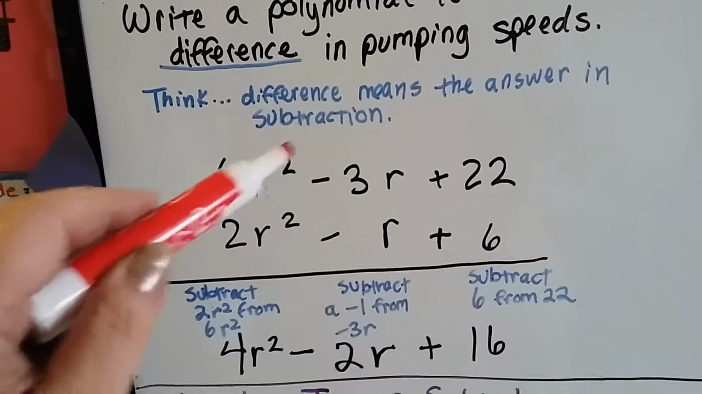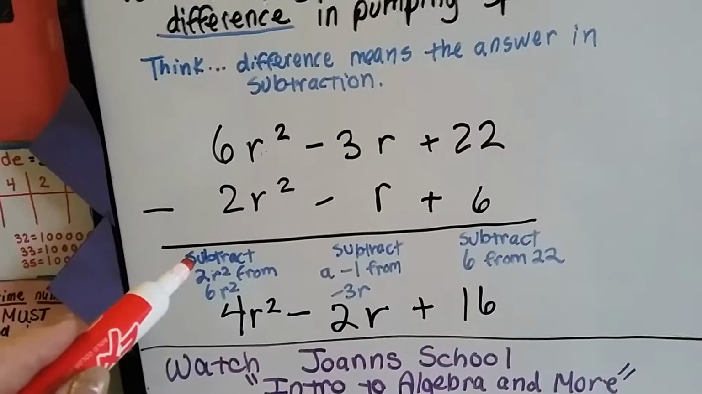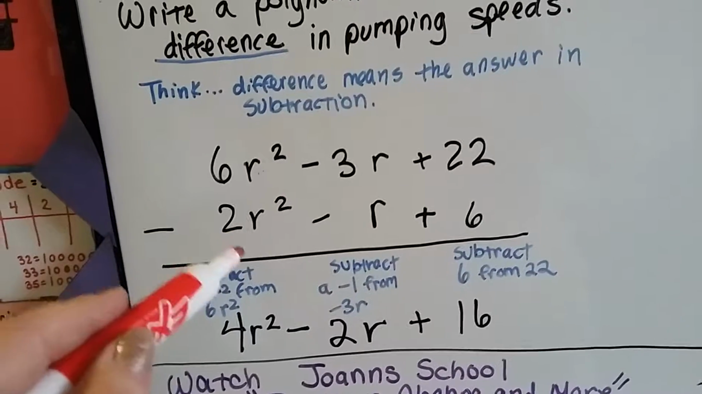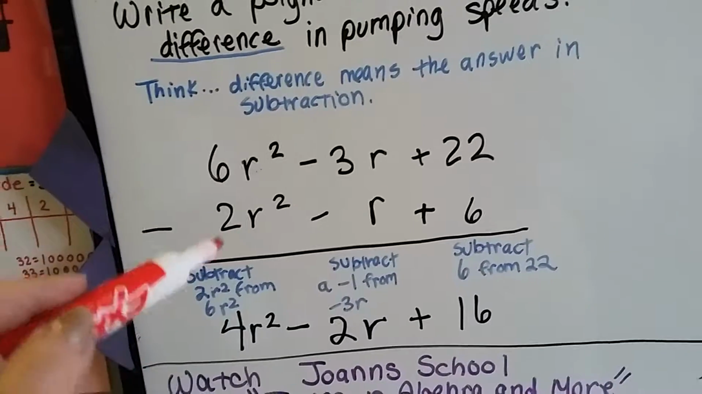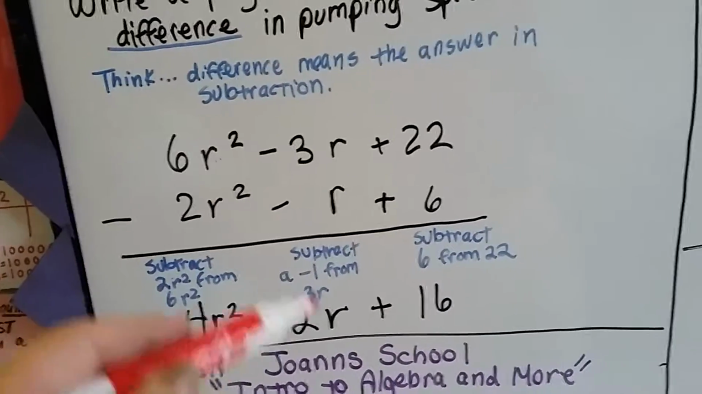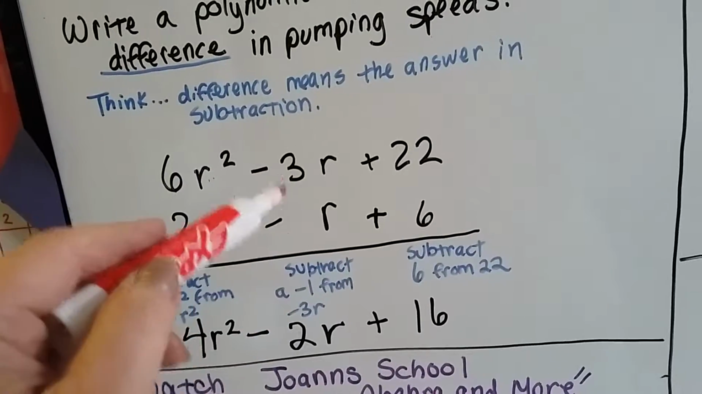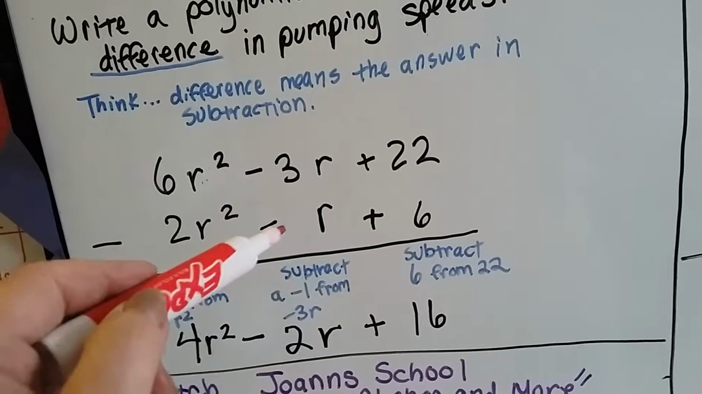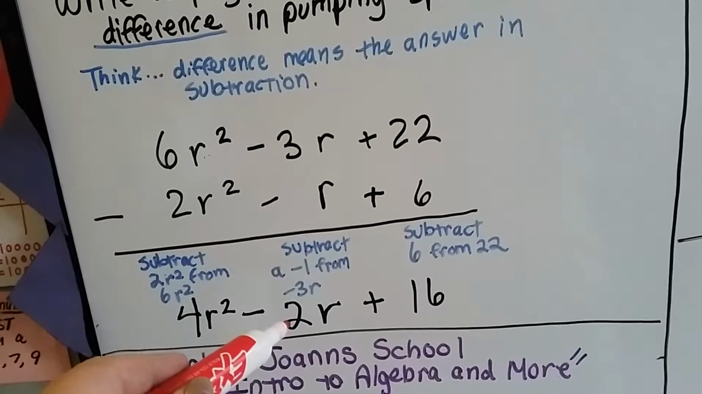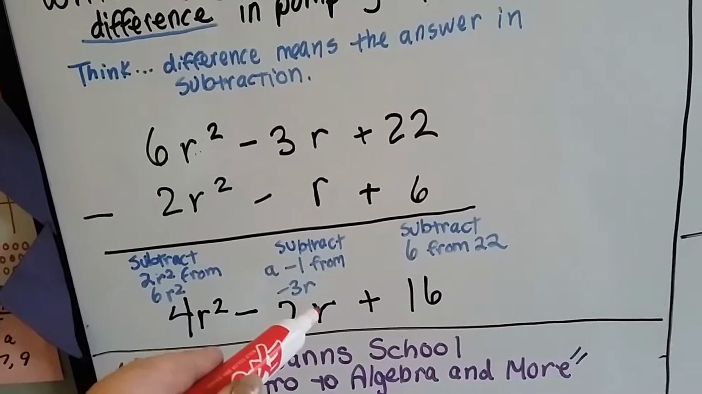So we've got 6r squared, and underneath it we've got 2r squared. Well, when we subtract this one from this one, they're like terms, so we can just do the subtraction. 6 take away 2 is 4. We end up with 4r squared. In this area right here, these are like terms also. And if you have a negative 3 and you take one of the negatives away, you'd have a negative 2 because you're getting closer to 0. See? So now we have negative 2r.